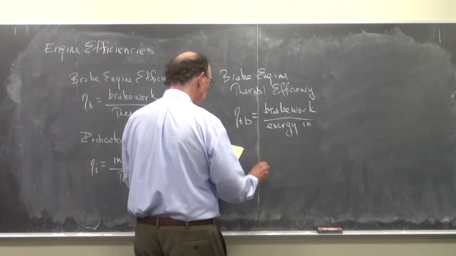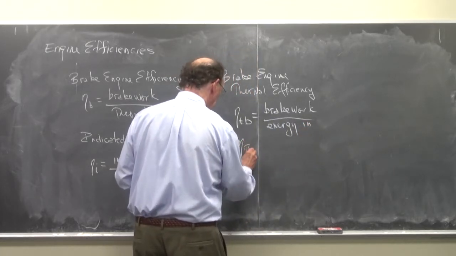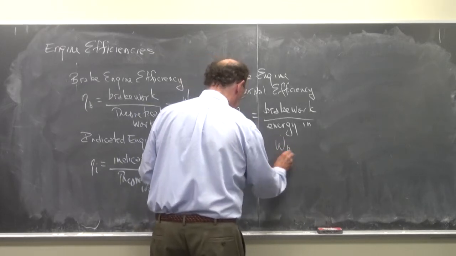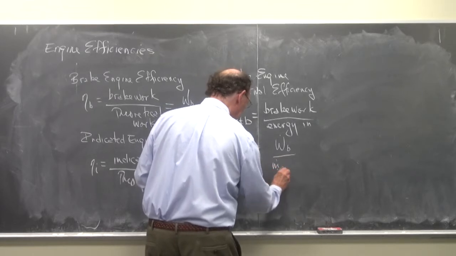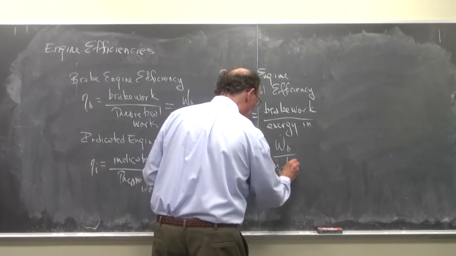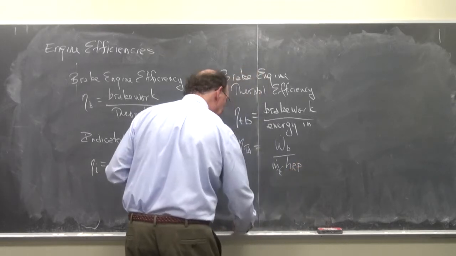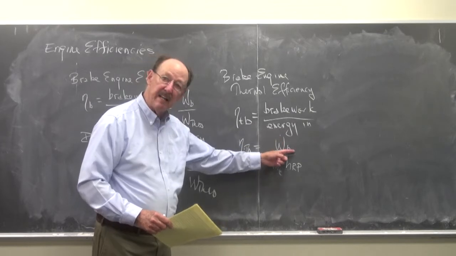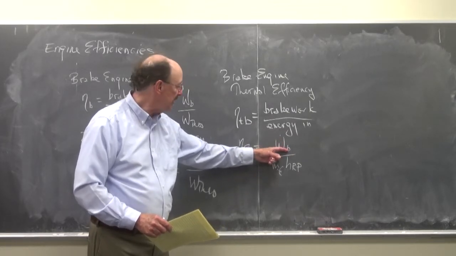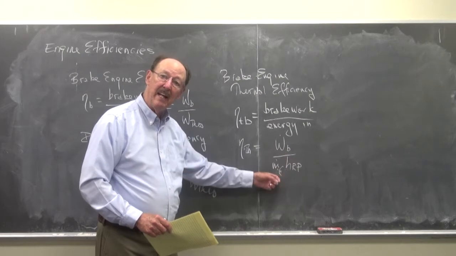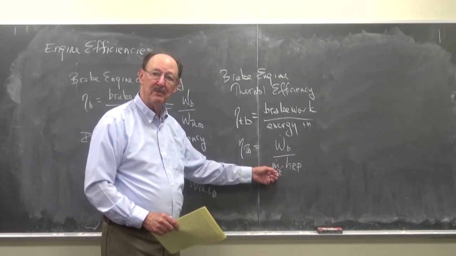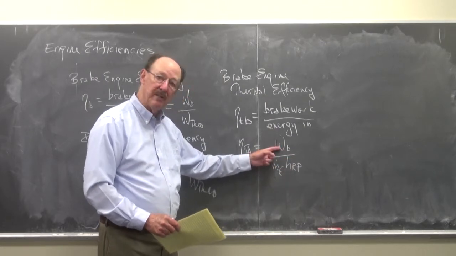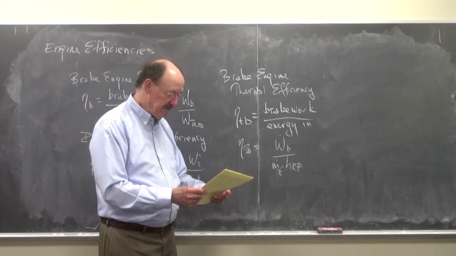And so this is equal to W dot brake divided by m dot F H sub RP. So in this case, this is the output. So this is the energy output, the useful work that we got out of the engine. And this is the energy that's provided by burning the fuel. So this is the fuel energy that's provided, and how well that conversion occurred is your brake engine thermal efficiency.